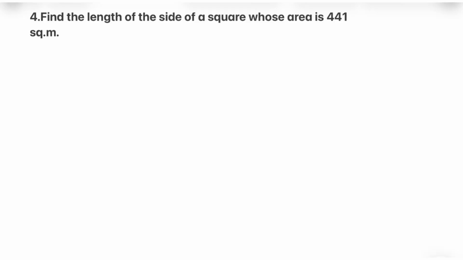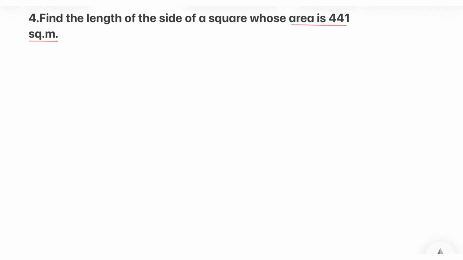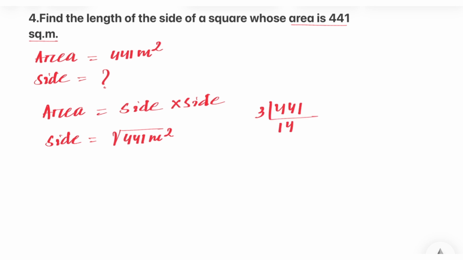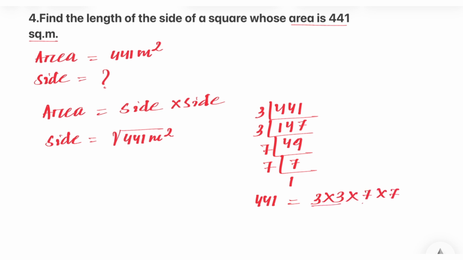Next question is, find the length of the side of a square whose area is 441 meter square. Here area is given 441 meter square. We know that area is side into side. That means side is square root of area. So we will find out square root of 441 meter square. If we'll do prime factorization of 441, it is 3 into 3 into 7 into 7. And its square root is 3 into 7, which is 21. So side is equals to 21 meter.